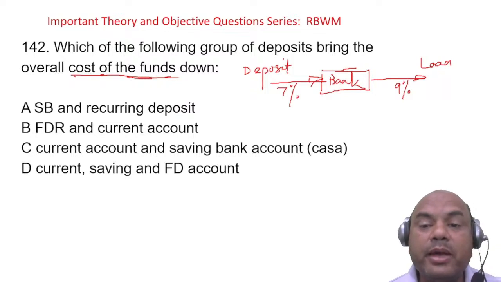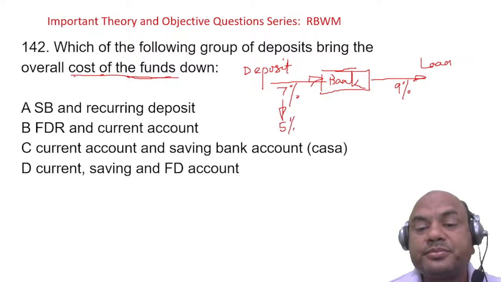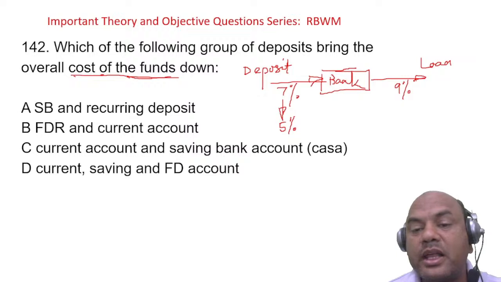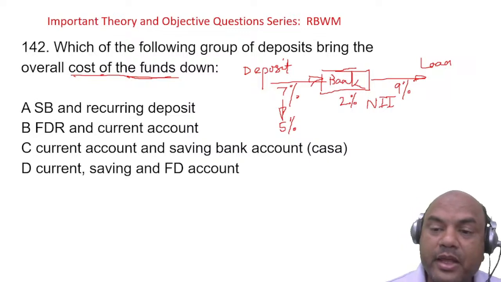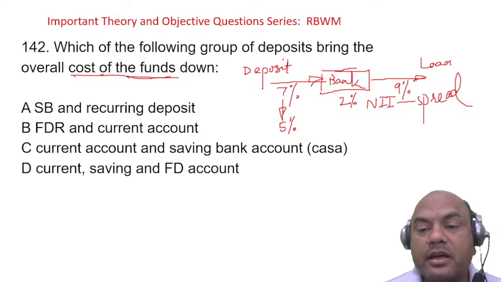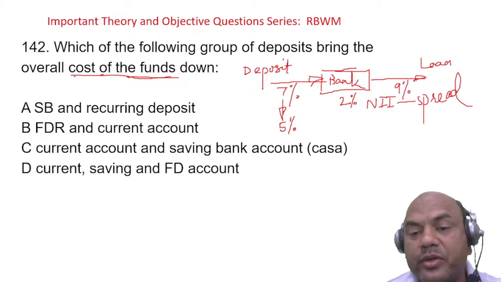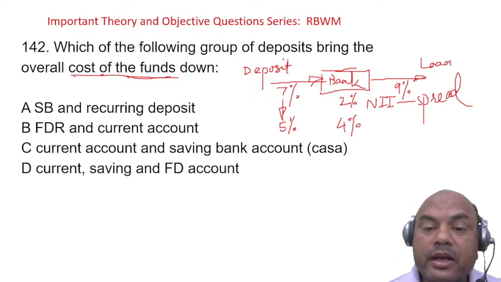So what is the main job of remaining in my hand? The main job is bringing this down. If I'm able to bring this down from 7% to, let's say, 5%, then what happens? The difference between these two, earlier 9 minus 7, 2%, was my NII, net interest income, or spread we call it. Now it is 9 minus 5, 4%. So I'm earning more. So which will bring it down?